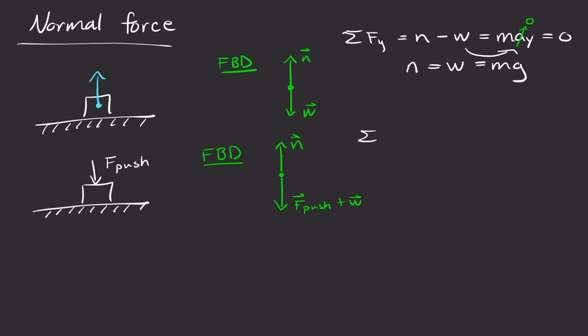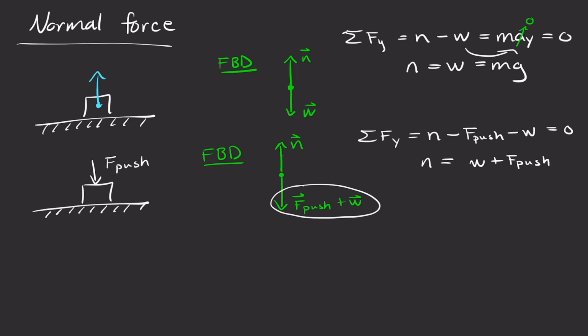So if we sum up the forces in the y direction, we have a positive normal force minus this pushing force and minus the weight. And again, that's going to sum to 0. And so if we solve for the normal force, it's going to be the weight plus this pushing force. So that means the normal force is going to have to counter or cancel out all of this force now. So now it just got a little bit bigger. So we added this pushing force to the weight, and that's equal to the normal force.